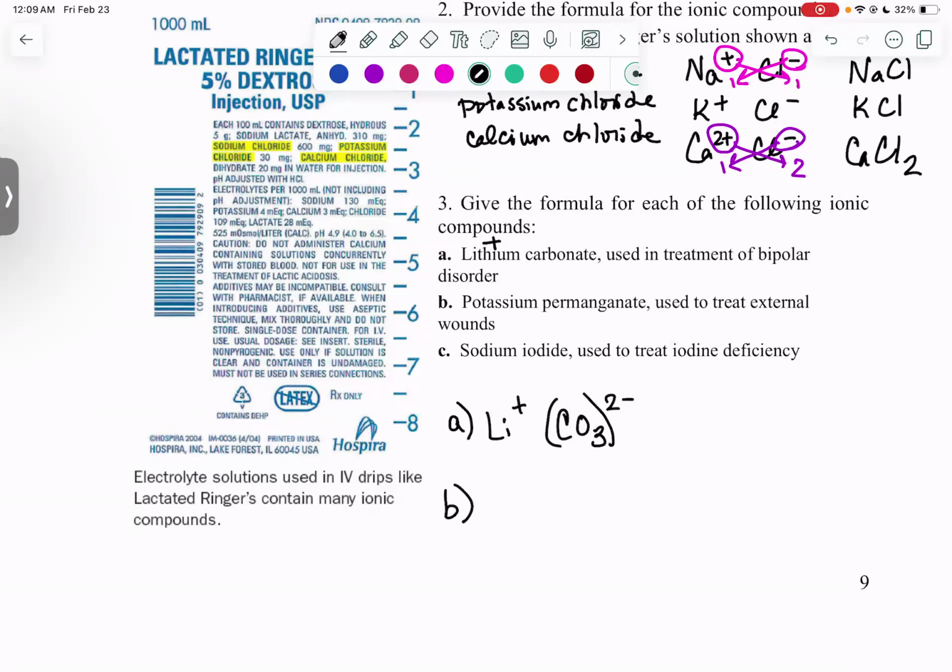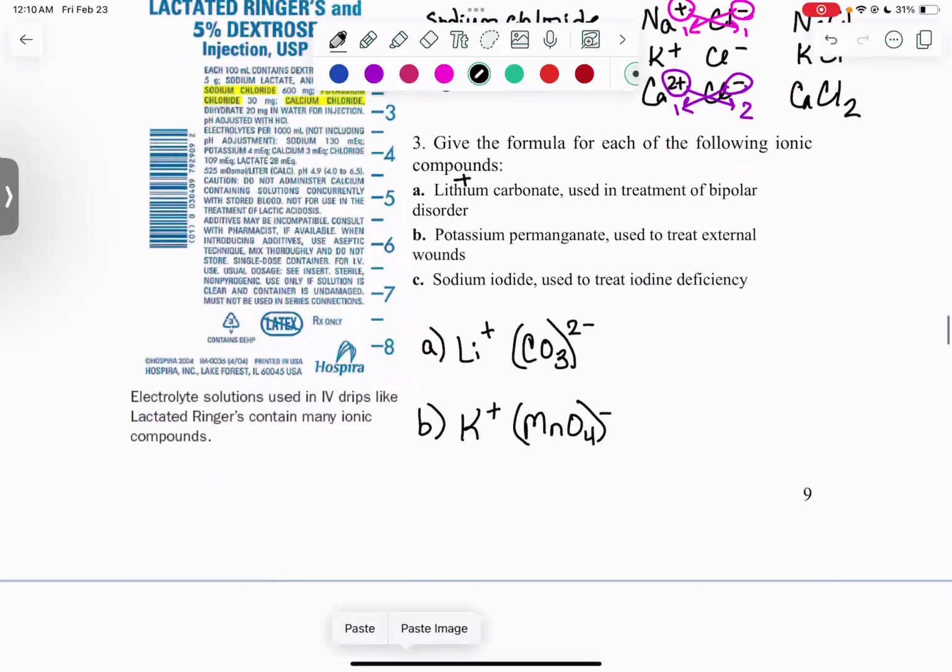B, we have potassium, which is K plus. And we have permanganate, which is MnO4 minus. I don't know if that one's on your best friend. But I'll only give you on a test ones that are on your best friend. And then C, we have sodium iodide, Na plus, I minus. And you have to know ide, you're not going to the polyatomic ion table, you're just going to the periodic table. Okay, so now we're going to do our crossovers, right?